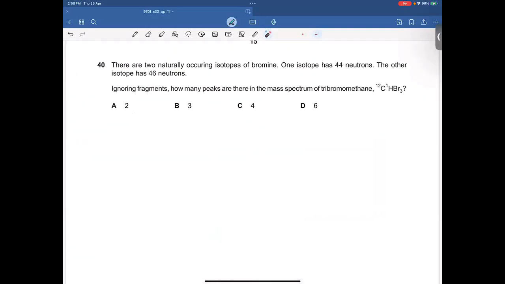Oh my goodness. There are two naturally occurring isotopes of bromine. How many isotopes of bromine? Bromine has two different isotopes. The first one is 79. And the second one is 81. Okay. It has 44 neutrons. The other isotope has 46 neutrons. Ignoring fragments, how many peaks are there in the mass spectrum of tribromomethane? Okay. How many peaks?